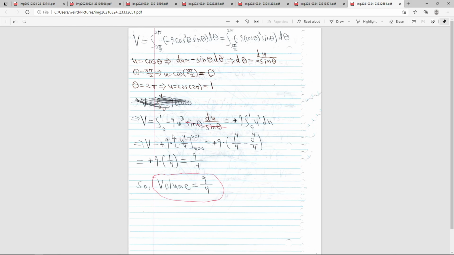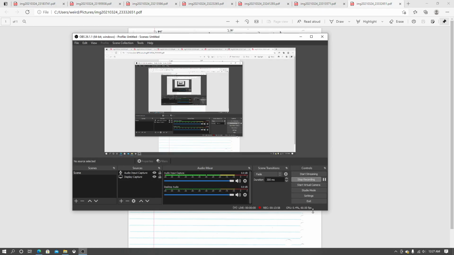So u cubed du becomes u to the 4th divided by 4, plug it in. You get 1 over 4 times 9, which is positive, emphasize again. So it's 9/4. So the volume is 9/4 for this. And that's it for these types of problems with cylindrical coordinates.